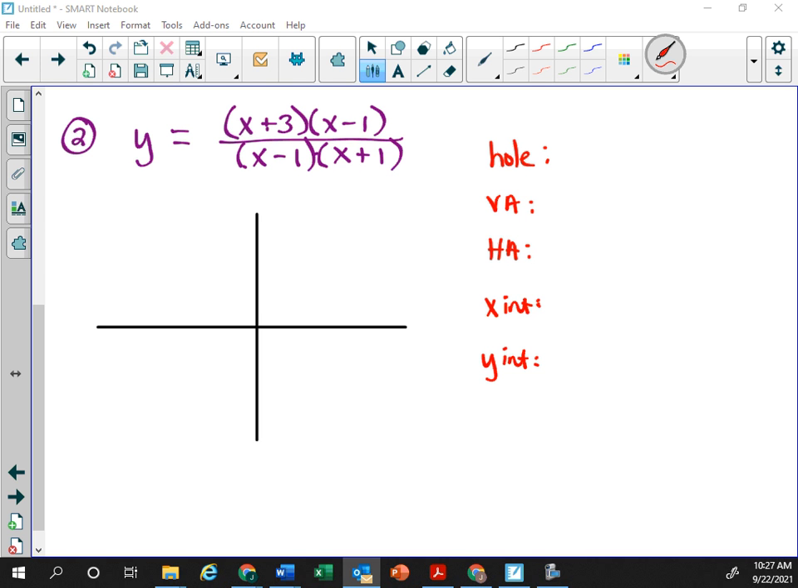Okay. When you have a hole, you just cancel it out. Yeah, so you're really just looking at grabbing this. Okay, can you find the Y part of the hole? Okay, so you're going to go to the x-value and just draw a little open circle.